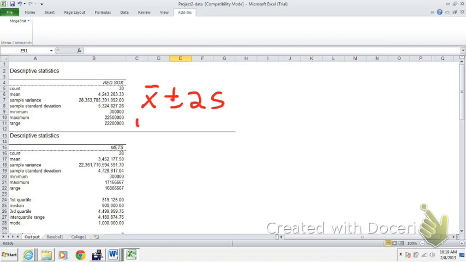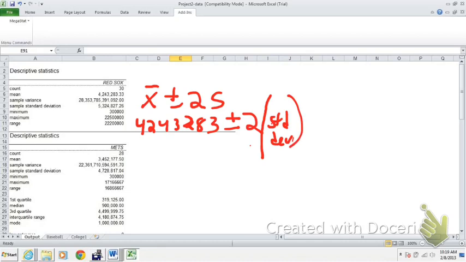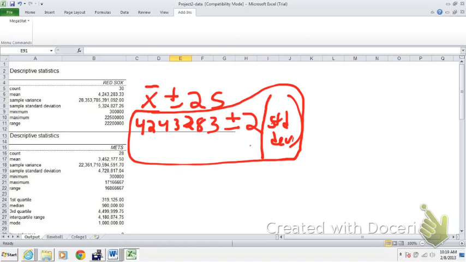So your mean, you're just going to calculate, okay, 4,243,283. You can just go ahead and round to the nearest dollar, plus or minus 2 times the standard dev, which was 5 million some, 5,324,000. So I'm just going to write here, plus or minus 2 standard devs. Now you'd actually have to perform that calculation. You could do it right within Excel, or you could just use a calculator and state it.